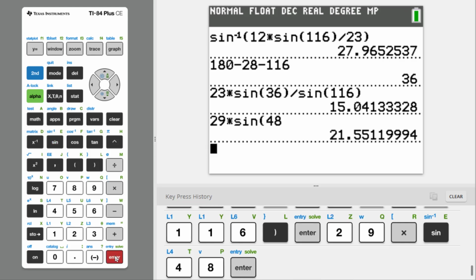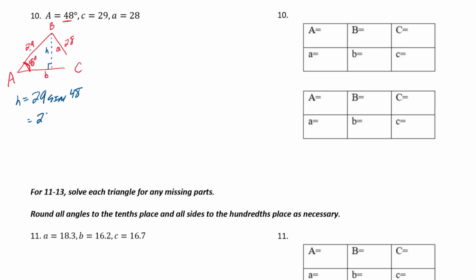And press enter, it's 21.5, which definitely 28 is large enough to overcome that 21.55, if I want to be a little more specific. But for sure, that 28 is large enough that it can go each direction. So I'm going to go ahead and just say this does have my 2 solutions. One of them is going to be the triangle that goes down and to the right. I didn't draw that very well, sorry about that. Here I've got my 48 degree angle.